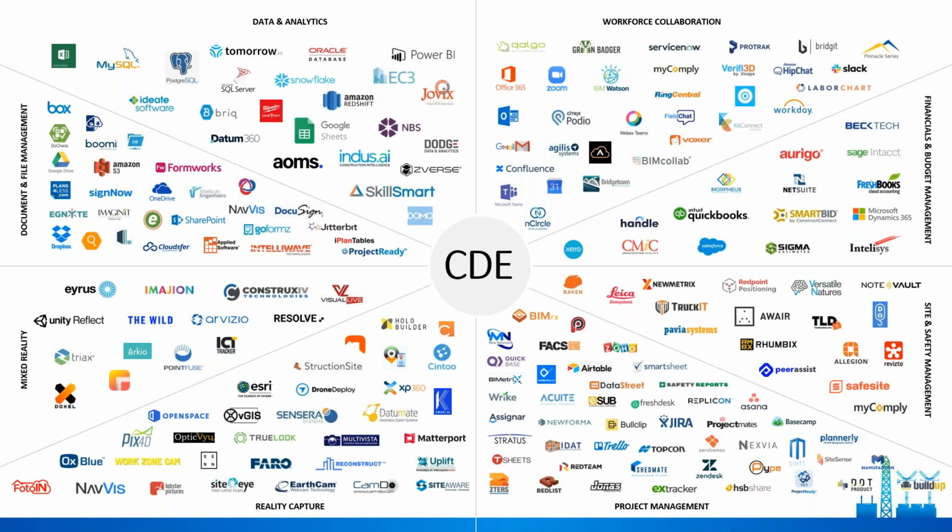And these are just a few of the more than 200 partners that I now have working with Autodesk Construction Cloud, to come in and build those relationships, whether it be in workforce collaboration, financials, safety, project management, reality capture, mixed reality, and document and file management. So there are different ones where you may want to push data to or pull data from. Having all those relationships is key as the Autodesk Construction Cloud moves forward with that common data environment.